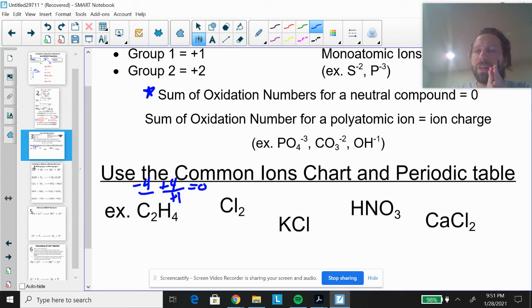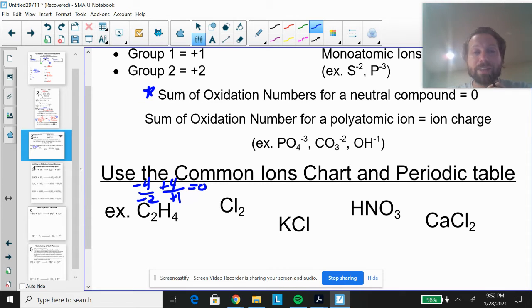So we have to think about this. What would each of the individual carbons' charges be in order to make it -4? We have 2 of them, so each of those has to be -2. So those are the charges for the elements in this molecule. For carbon, it's -2, for hydrogen it's +1.